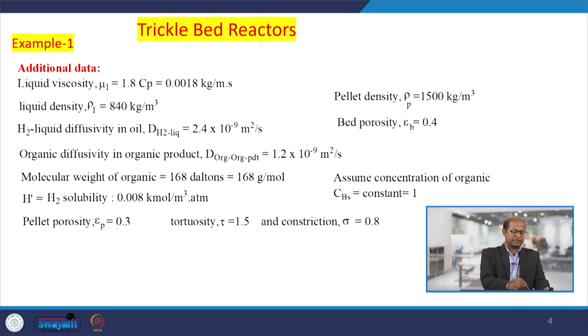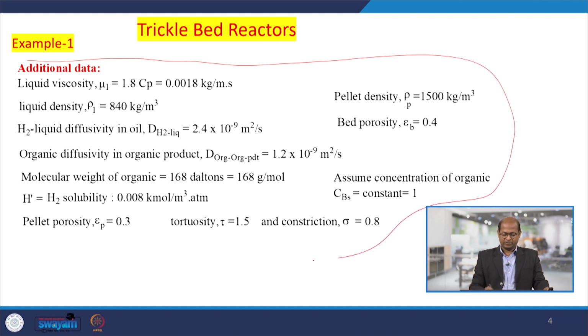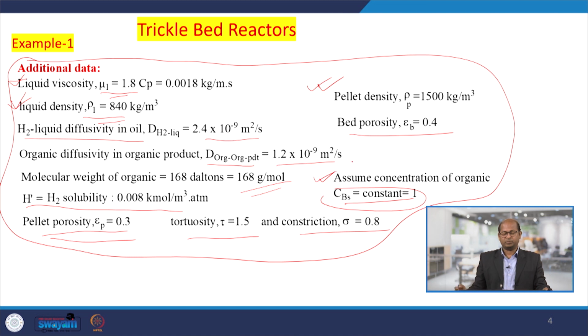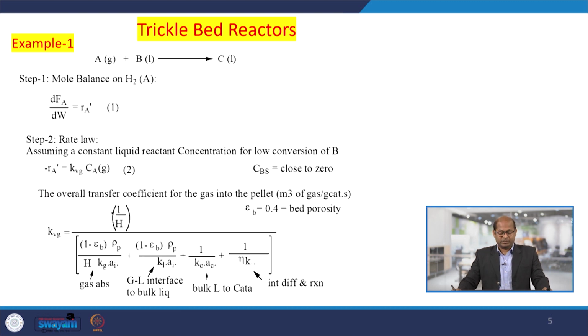Here are the additional parameters given for this reaction system that we discussed in the previous class. Bed porosity, pellet density, liquid density and viscosity of the liquid are given, and diffusivity of hydrogen in the liquid and diffusivity of the organic product in the organic liquid are also given. The molecular weight of the reactant and hydrogen solubility are given, and we are assuming that the concentration of the organic component B is not changing, that is, constant, for this system.